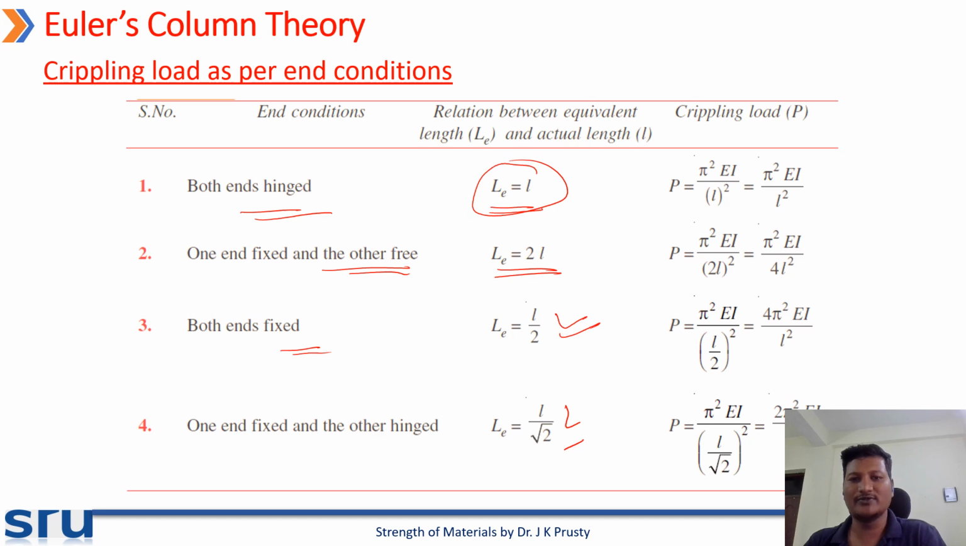So if you use these values of LE in the crippling load formula, pi square EI by L square is coming. Here it is pi square EI by 2L whole square because LE is equal to 2L. So I'm getting pi square EI by 4L square. So this one is pi square EI by L by 2 whole square. So I'm getting this value. And when you put L by root 2 as the equivalent length, you'll get this value. So this is very, very important. You need to remember the relation between the equivalent length and the actual length based on the end conditions.